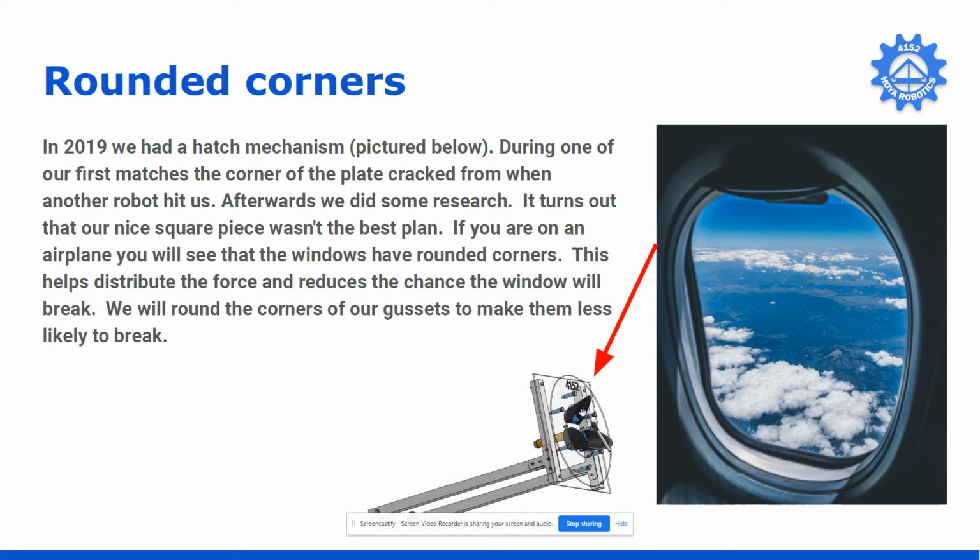The picture at the bottom is one of our mechanisms from last year's robot, and you'll notice the square clear piece. In competition, the corner cracked in one of our first matches. We did some research and realized that we needed to fillet the corner. What I mean by that is we need to round the edge. If you look at an airplane, the windows are always rounded because it distributes the force so that you're less likely to get a crack. When you have a sharp corner, all that force can be concentrated on a tiny point, which can cause breakage.